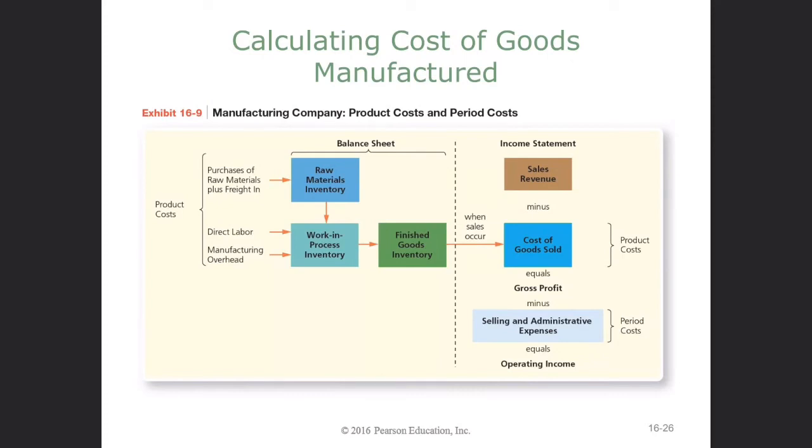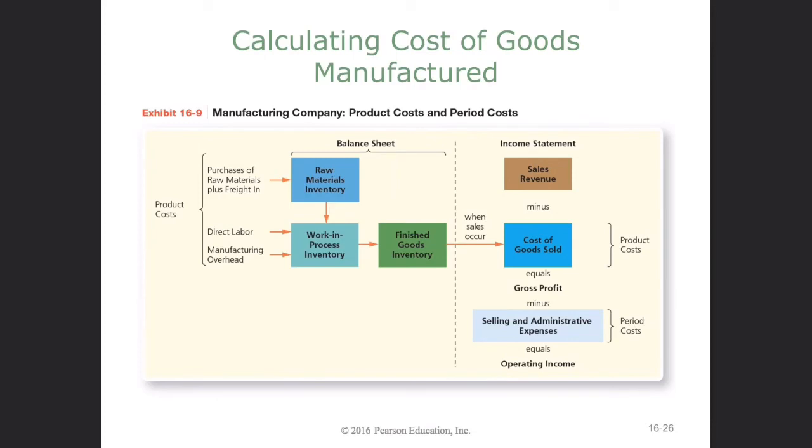So here we have our product cost, and in our product cost you have any raw materials that you purchased plus whatever the freight in charges were. So when we think of the tablets, we purchased the keyboard for the tablet, and say we purchased the keyboard for $10 and the shipping charges were $5, so that $15 would be included in our purchase of raw material plus freight in.